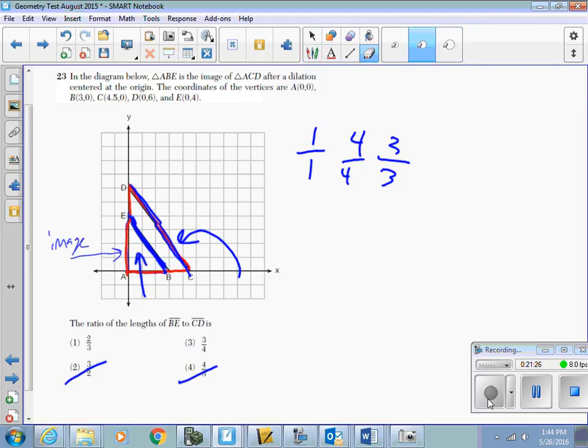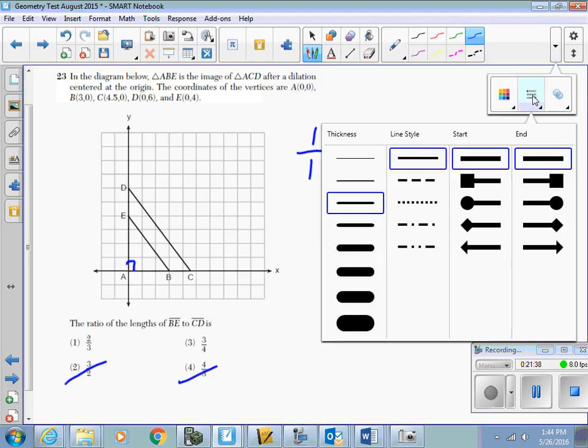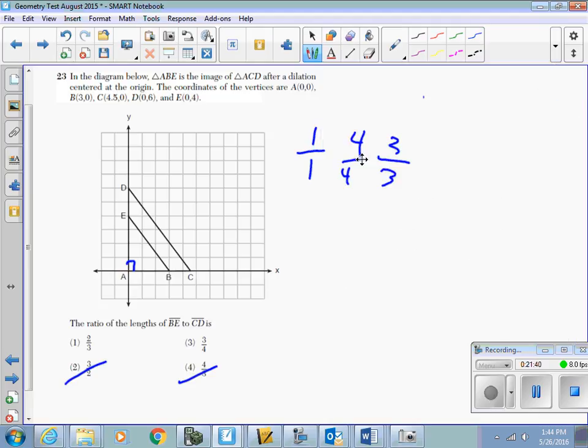So let's erase some of this now, and go back. Can we find BE? Well, we have a right triangle here. That means we could use a squared plus b squared equals c squared. We know that's 3, we know that's 4. If you remember our special triangles, this is going to be 5.